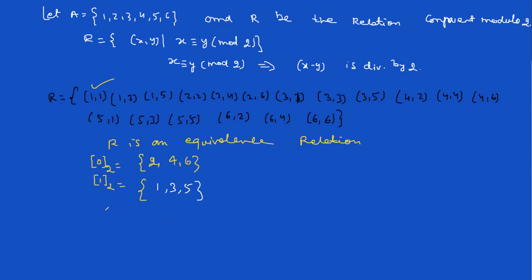If I ask you what is the equivalence class of 2, what are the numbers that give remainder 2 when divided by 2? So 2 is included in this, right? See, it is equal to the 0 class. 4 class, 6 class. Understood?